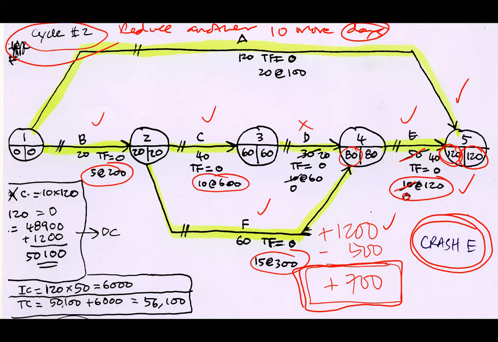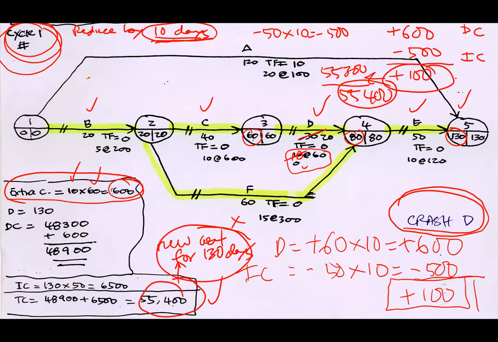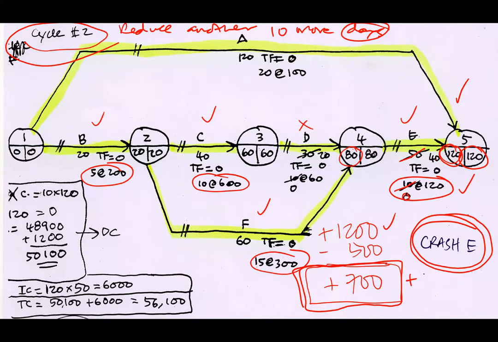So this 700, you add to the previous slide, 54,500. If you add to 55,400, then by right you should get 56,100. 56,100 is for 120 days. Okay, now you already know the new cost for 120 days. But now after doing cycle number two, it looks like all the paths are critical. So if you want to reduce further, you now have to crash multiple paths. When you crash multiple paths, you must select the best one, but then expect the cost to be increased further.